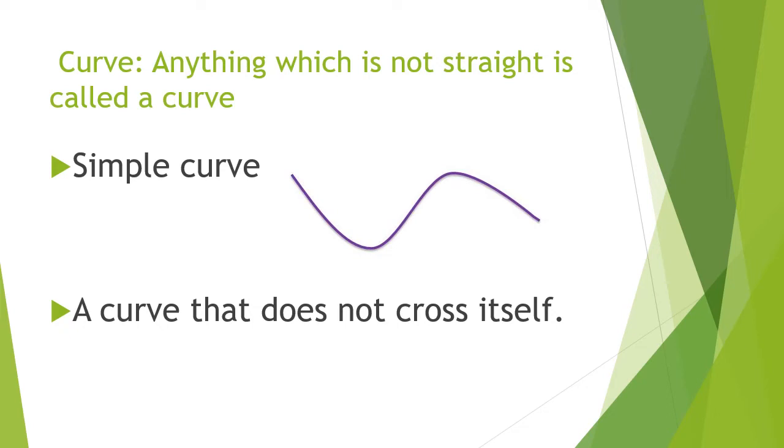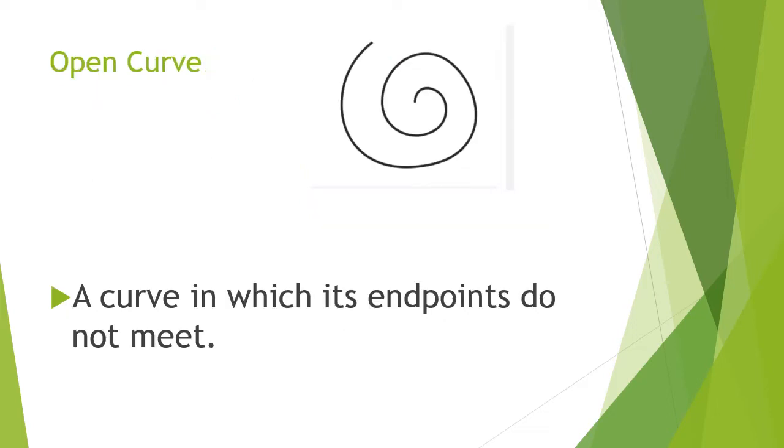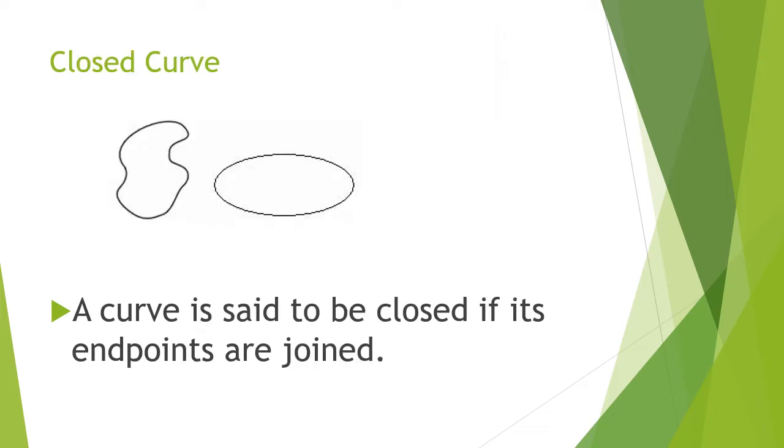Curve. Anything which is not straight is called a curve. Simple curve. A curve that does not cross itself is called a simple curve. Open curve. A curve in which its endpoints do not meet is called an open curve. Closed curve. A curve whose endpoints are joined is called a closed curve.